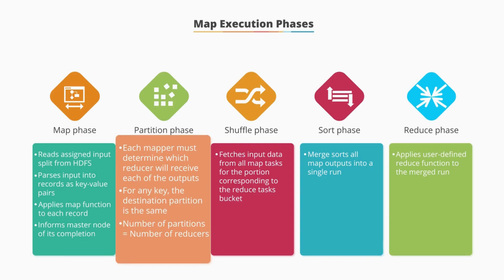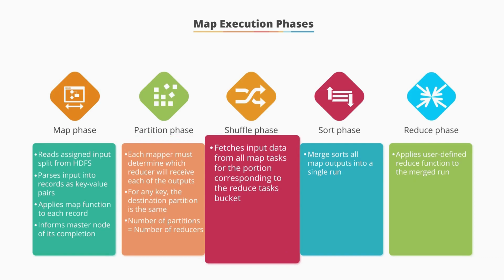In the partition phase, each mapper must determine which reducer will receive each output. For any key, regardless of which mapper instance generated it, the destination partition is the same. So for a single word, that word would always go to the same destination partition. Note that the number of partitions will be equal to the number of reducers.